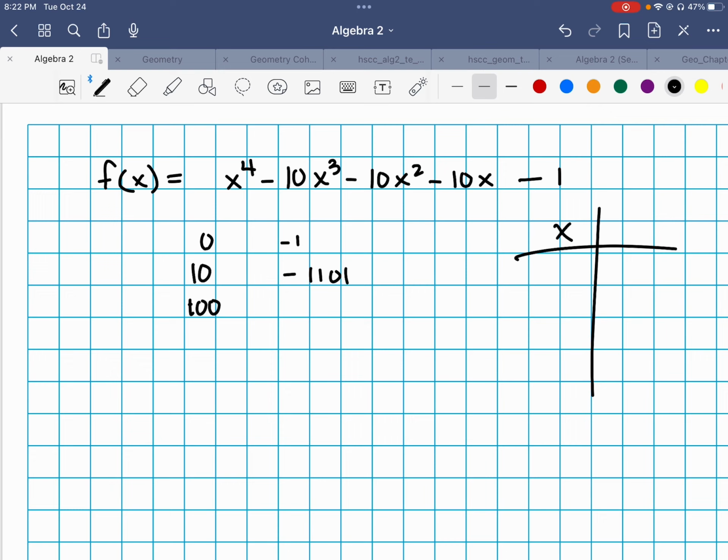Set up your favorite Desmos table and then just get rid of that y and get rid of the 1 that's over there and just keep it as x. And then just type x to the power of 4 minus 10x to the power of 3 minus 10x squared minus 10x minus 1. And then just plug in numbers, plug in 100, and then plug in 1,000, and then plug in 10,000 just to see what this thing does. You're going to start to see that as your numbers get really big on the x values, your numbers on the y values get really big.